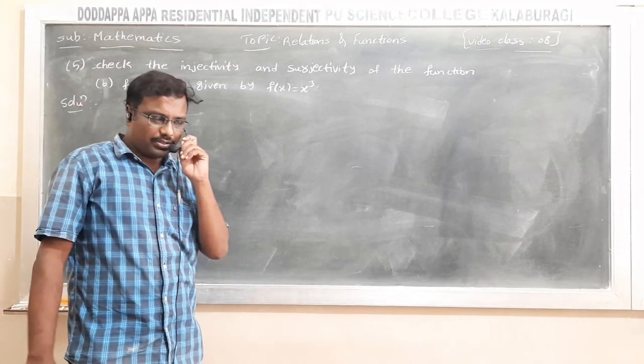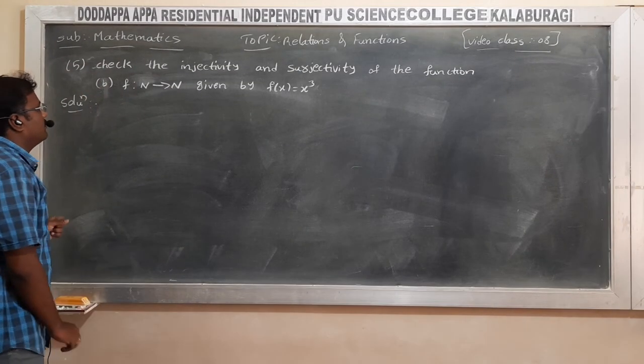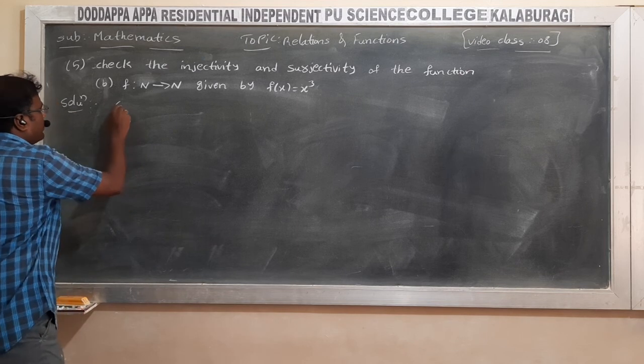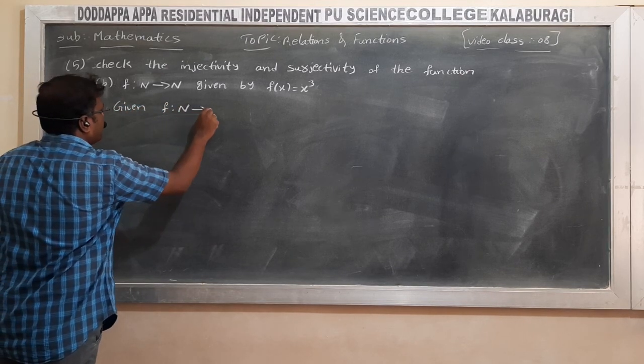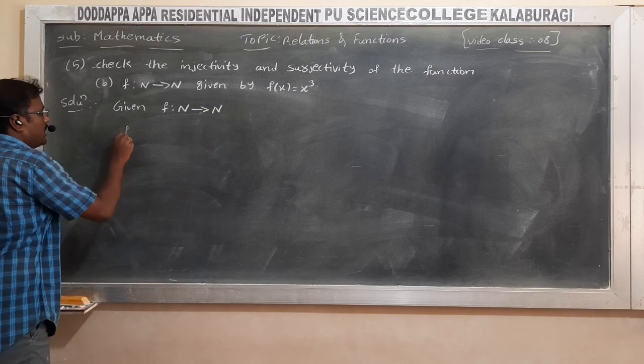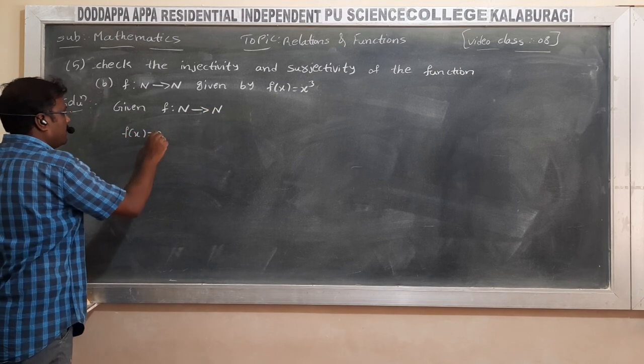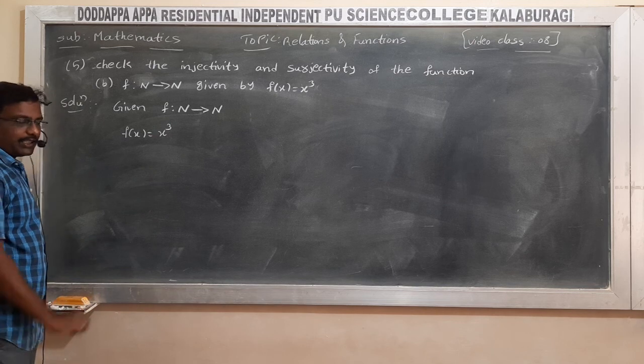Okay, so we go for another problem. First you have to write the given condition. What is the given condition? f from N to N, and f of x is equal to x cube is given.